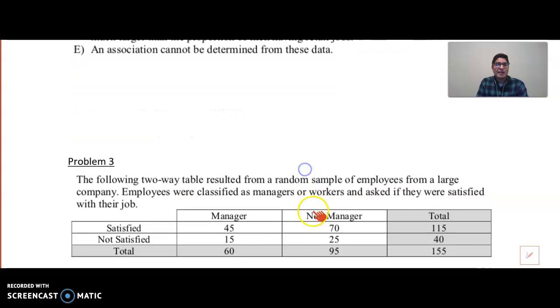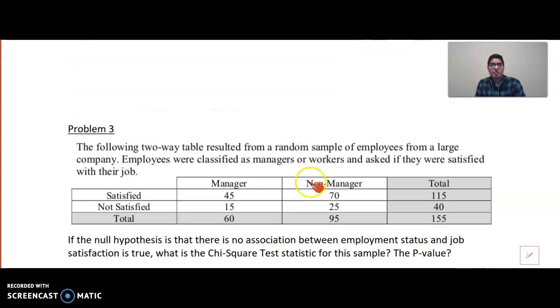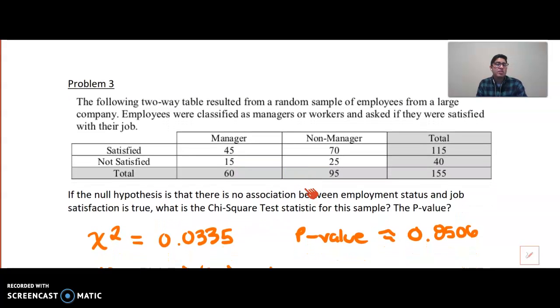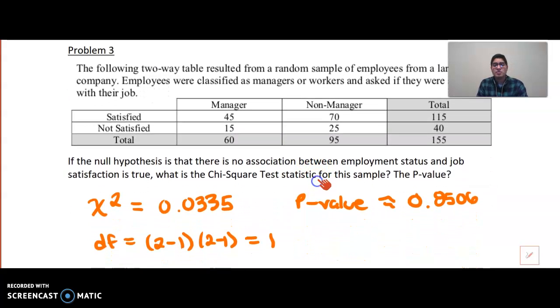association. And then the last one here, again, the following is from a random sample of employees at a large company. Again, they're classified as managers and non-managers, and satisfied and non-satisfied. If the null hypothesis is that there is no association between these, and it says it's true, what is the chi-square test statistic for the sample? This means that here, it's saying the null is true. And if the null is true, we should fail to reject the null hypothesis. This is a correct decision, thinking back to our types of errors in power.